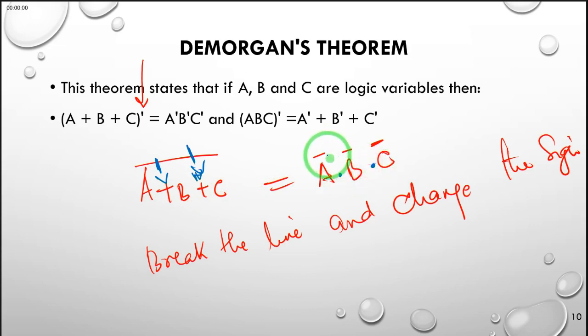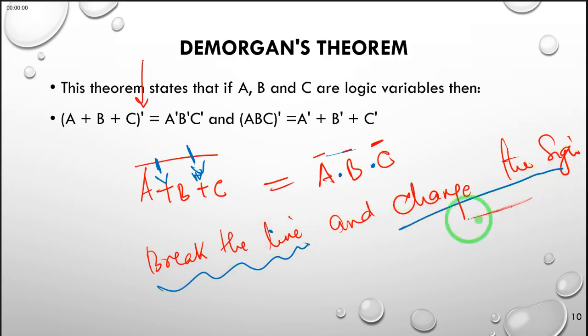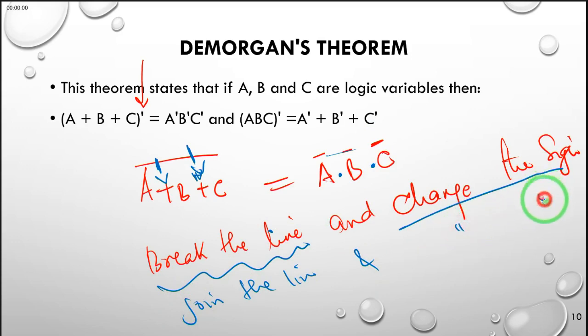So assume we had this continuous. What we did is that when we broke that line, we changed the sign combining the two from a plus to a dot. Similarly here, from a plus to a dot. That is the analogy we normally use. We say break the line, change the sign, or join the line and do the same, change the sign.